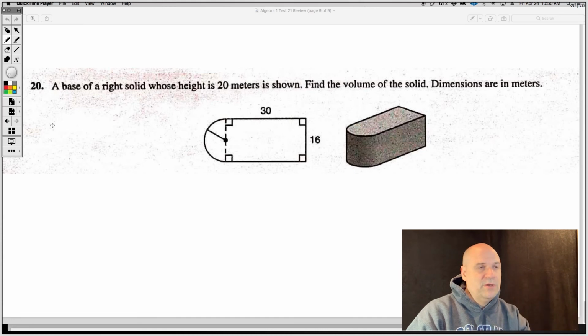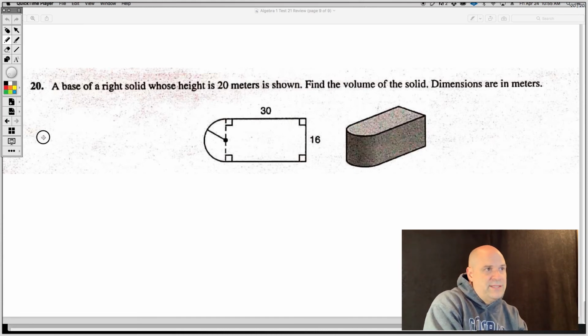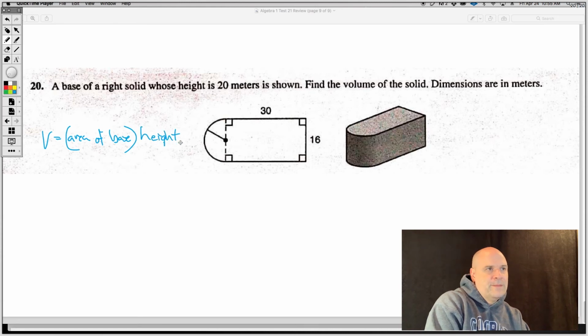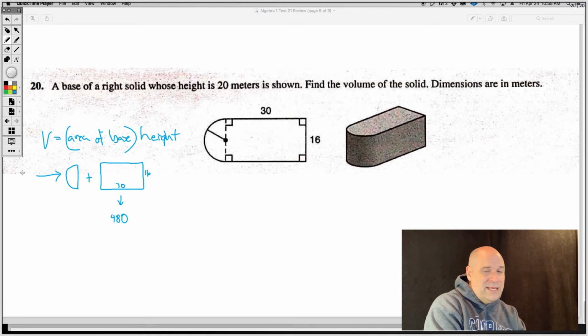We're finding the volume. Okay, volume is just area of base times the height, which seems simple, but this is a crazy base. Okay. Well, what's this area of the base? Well, this is just this semicircle plus this rectangle, okay? Well, what are the dimensions of this rectangle? It's a 30 by 16, so this is gonna be 480 square meters, all right? Well, what's the area of a semicircle? That's half a circle. Well, the area of a circle is pi r squared, so the area of a semicircle is half of that. Cut it in half, all right?